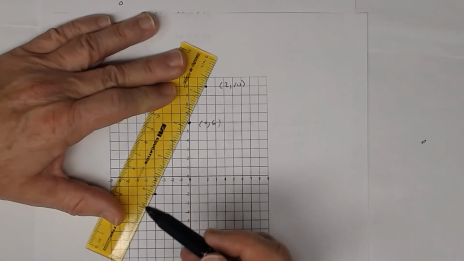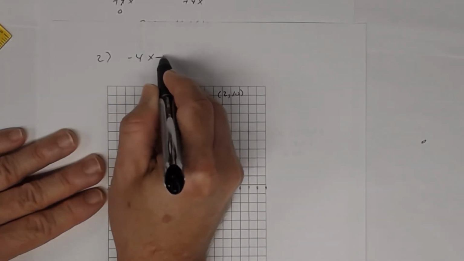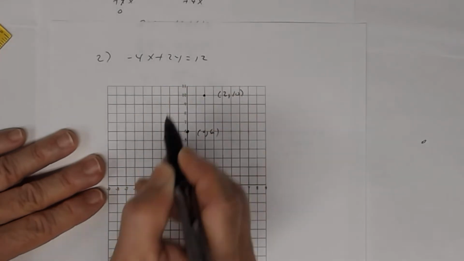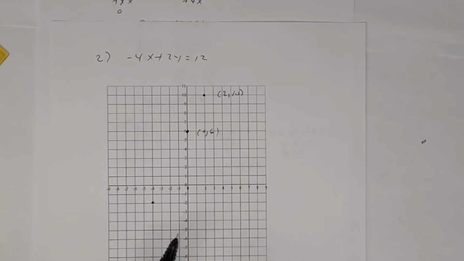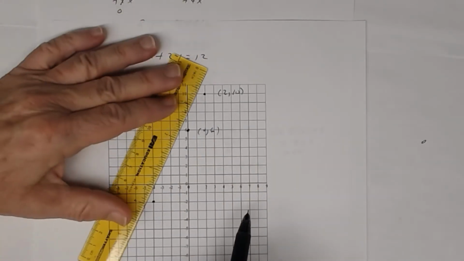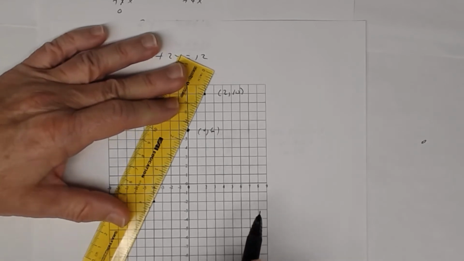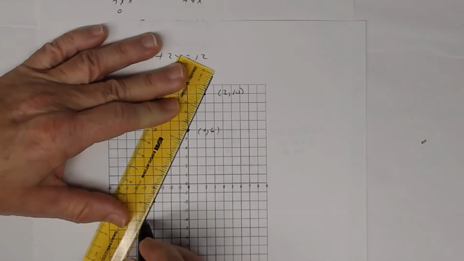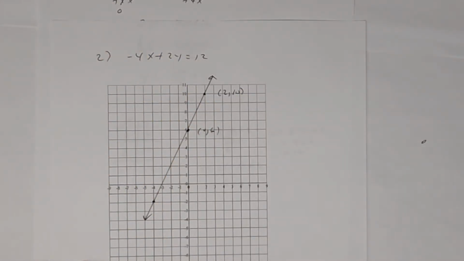But remember, you're graphing all the solutions to, and let me go ahead and rewrite this here. This is number 2, negative 4x plus 2y equals 12. So you're finding all solutions to this. There's an infinite number of solutions, so all you did is find 3. Don't stop there, because you have to graph all the solutions. All the solutions will lie on this line. And that's it. Okay? All right, so there's the graph. So that was number 2.